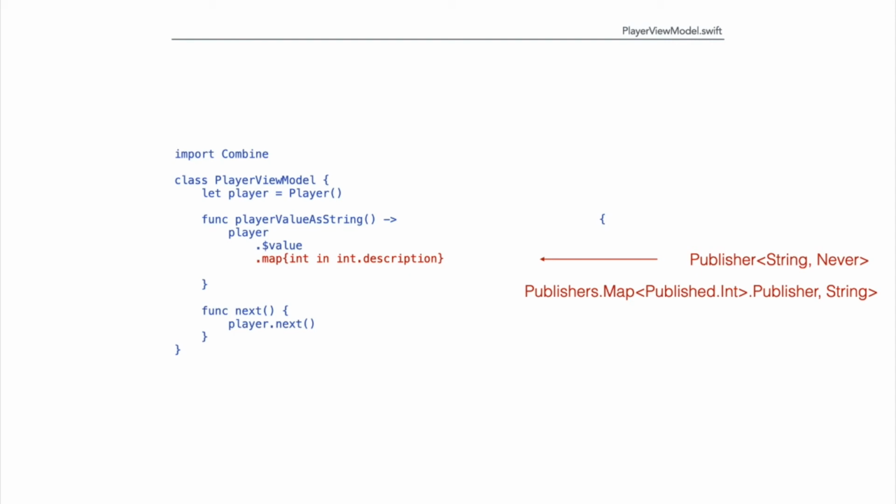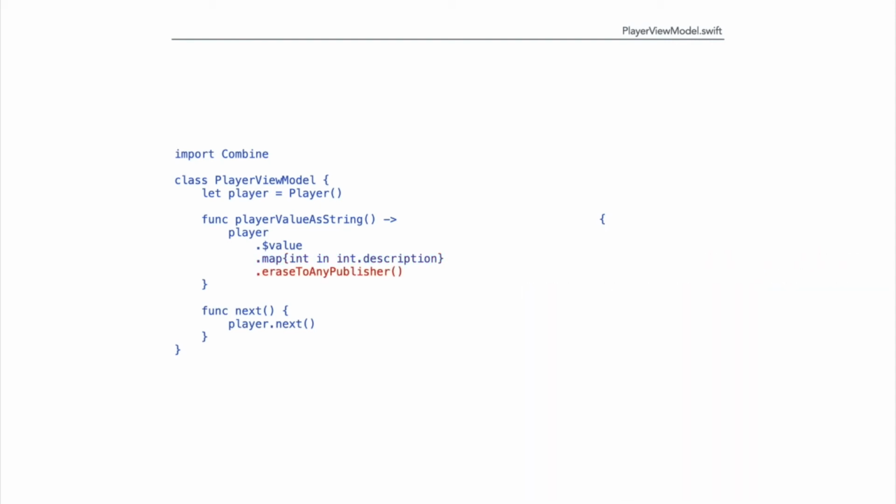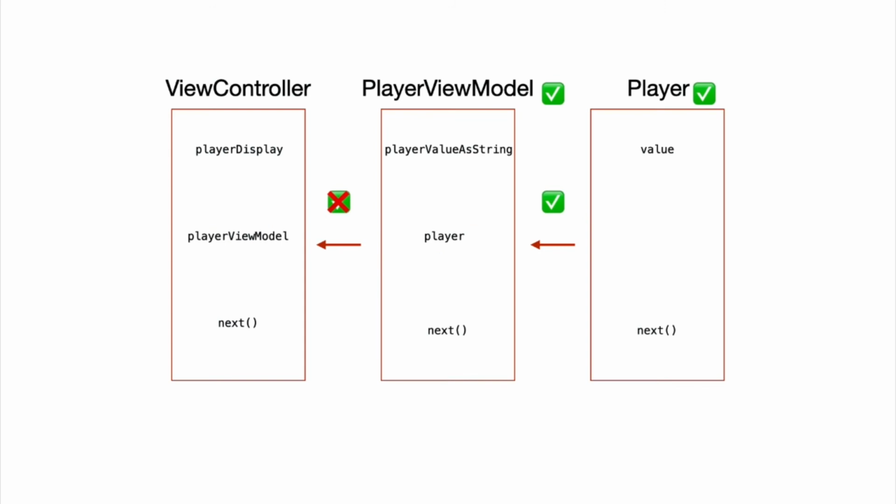And so the way that we keep this from being propagated as we subscribe to things in different classes and structs is we use type erasure, and we erase this to just be a publisher of a string that never fails. And so the return value of our function, player value as string, is an AnyPublisher. And I'm going to specify an optional string, and it'll coerce that string to being an optional string, and it will never fail. And so that completes our player view model.